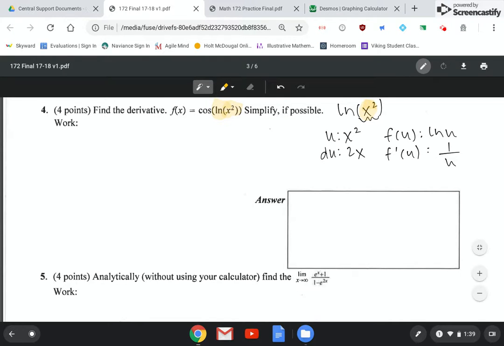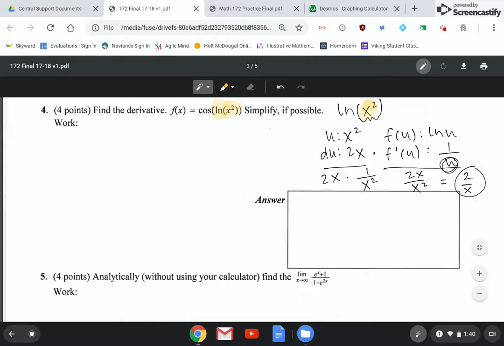So now what the chain rule says is you take the derivative of f of u, which is this part here, and you multiply it by this. So we have these two things multiplied together. Well, that's not so bad. We have 2x times 1 over, well, I need to replace this with u, x squared. When I simplify that, that's 2x over x squared, which is 2 over x. So the derivative of ln of x squared is 2 over x.